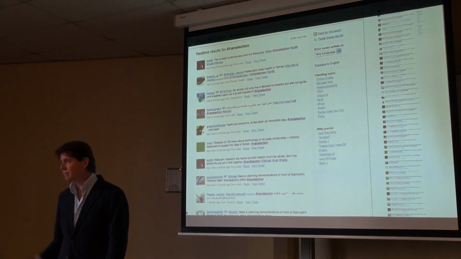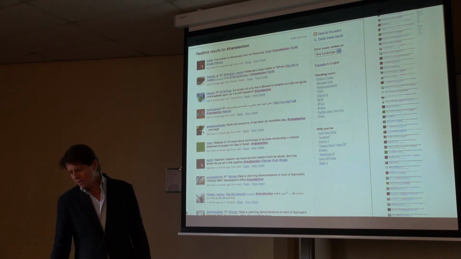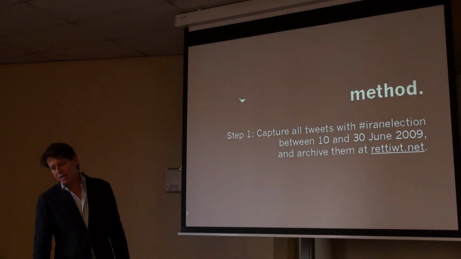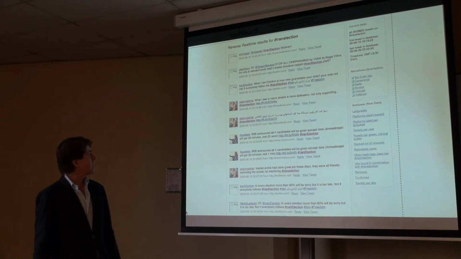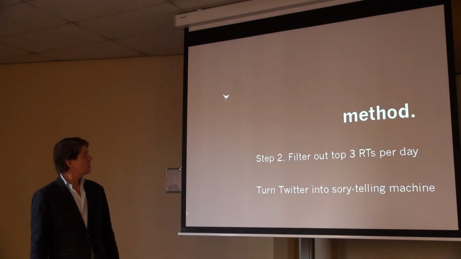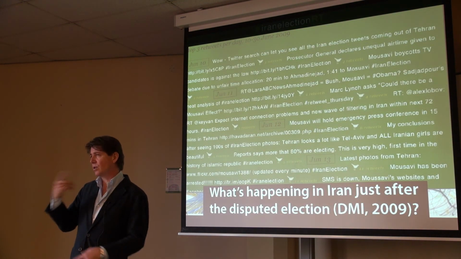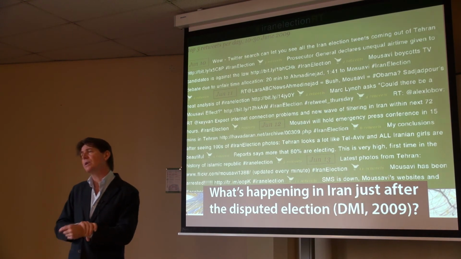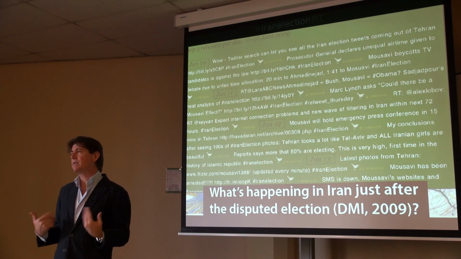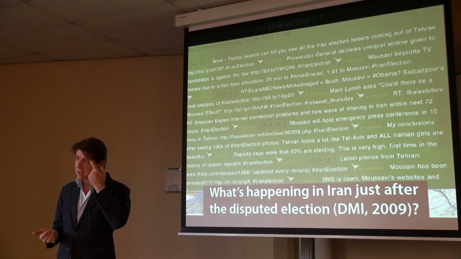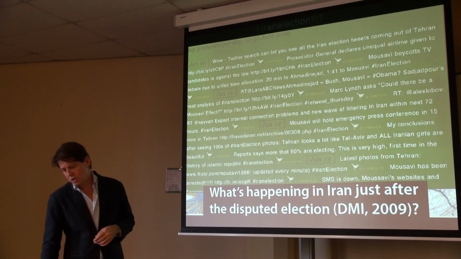Now, in order to make use of this new Twitter, Twitter 2, a technique was developed to take a hashtag, collect all of the tweets in that hashtag, make a collection, filter out the top 3 retweets per day, put them in chronological order as opposed to the reverse chronological order of Twitter, and thereby enable you to tell the story of an event. So this particular technique is a technique to debanalize Twitter and turn Twitter into a storytelling machine.